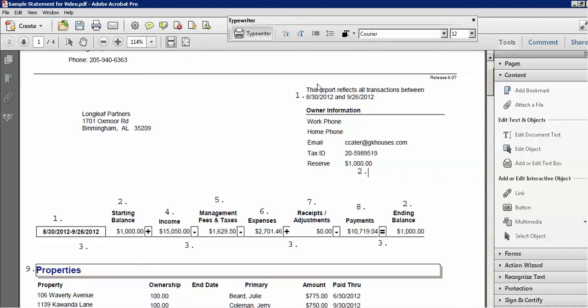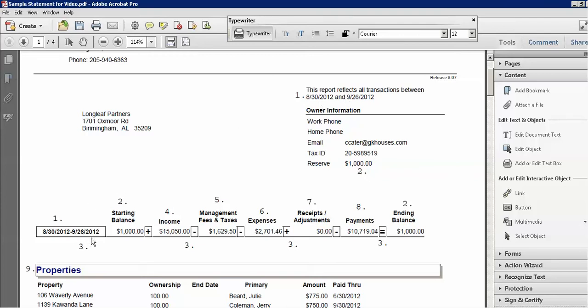The first section is Section 1. Section 1 is right here and right here. This is the statement period. All information on this statement reflects transactions happening between these dates. Currently, Golden Key disperses payments to owners on the last Wednesday of each month. Therefore, the statement period begins the day after the last Wednesday of the previous month. That is the date of the last disbursement, through the disbursement date, which is the last Wednesday of the current month. Monthly statements should never cross periods.